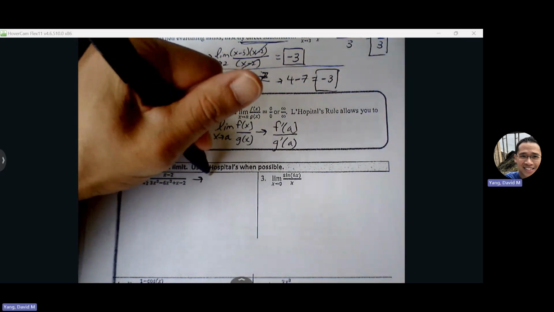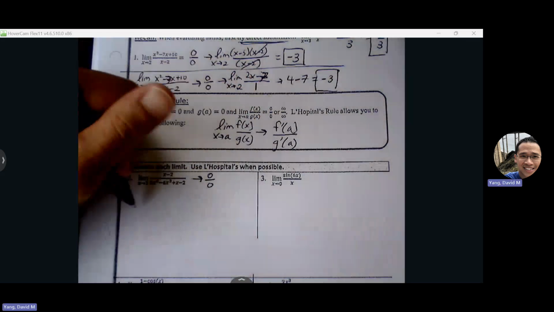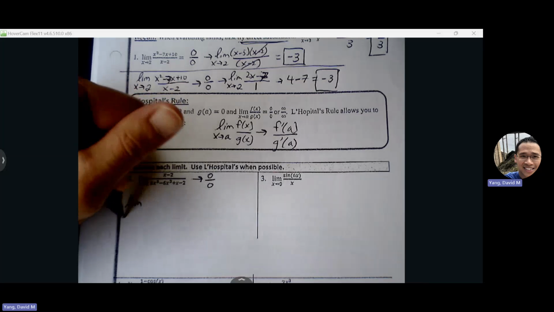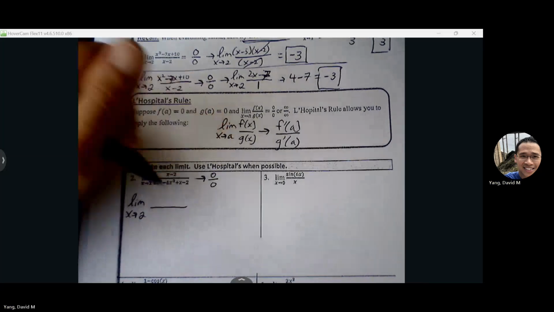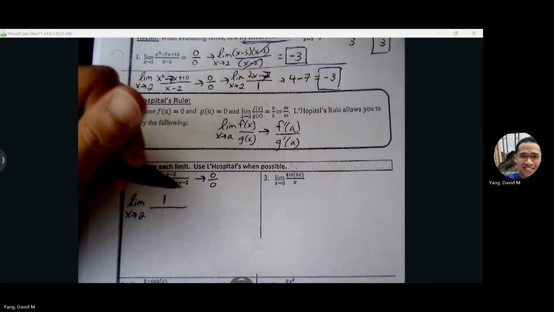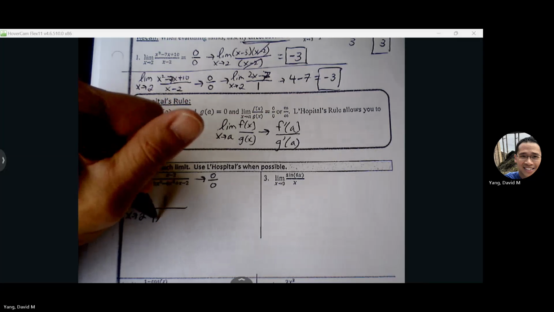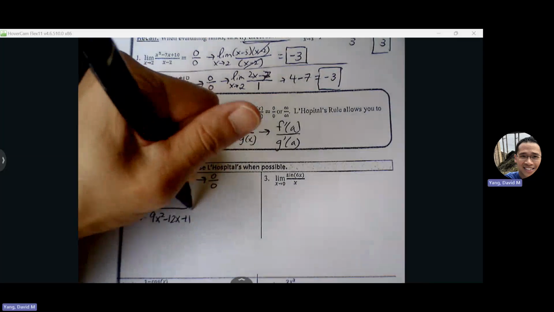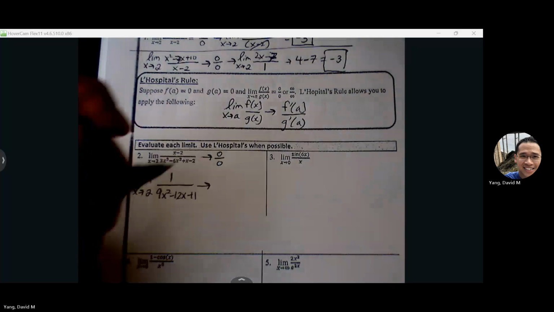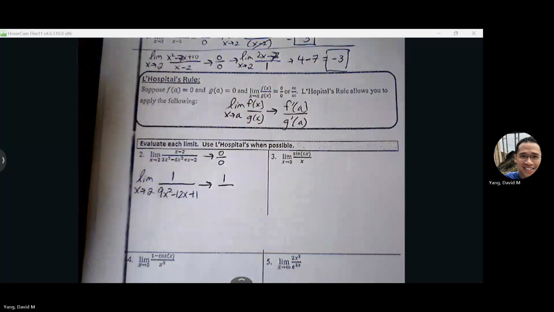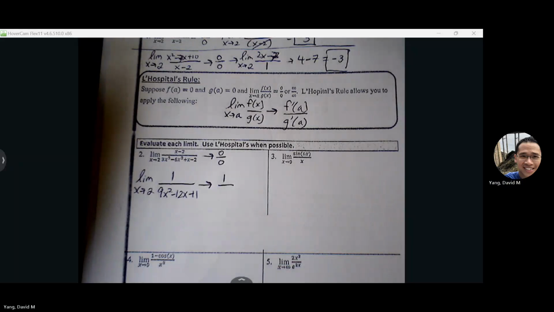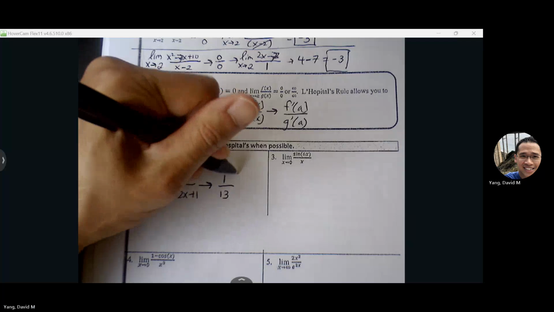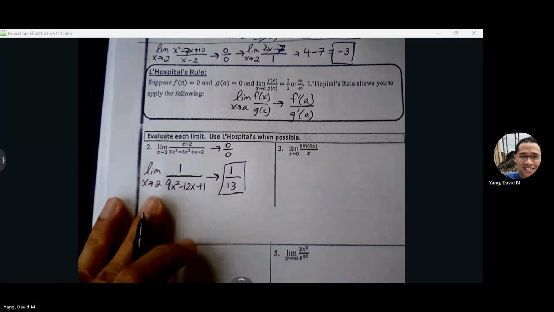All right, did we get 0/0? Yes. Okay, so let's attempt L'Hopital's rule. Reevaluate the denominator. Yes, at 13. Okay, so here's our limit.